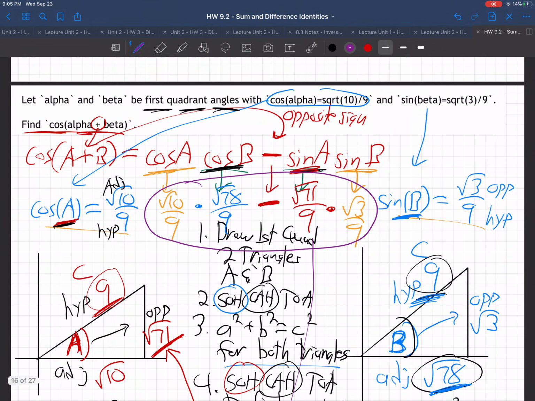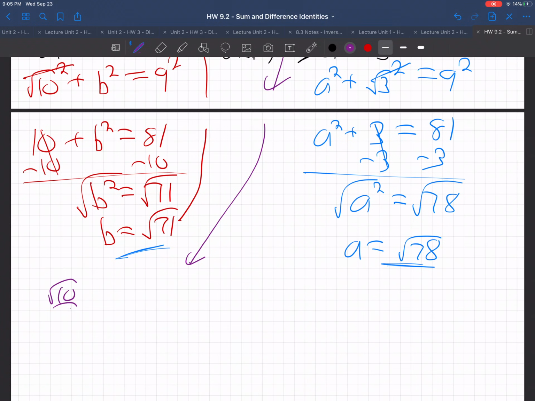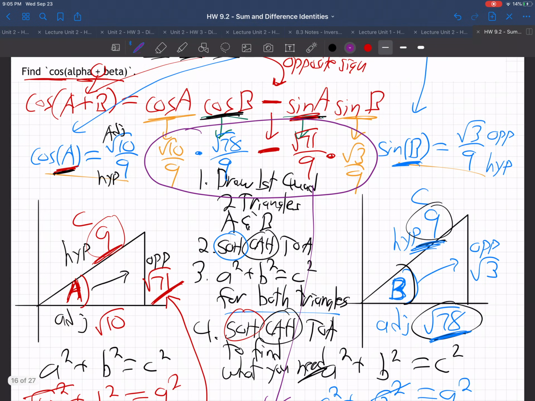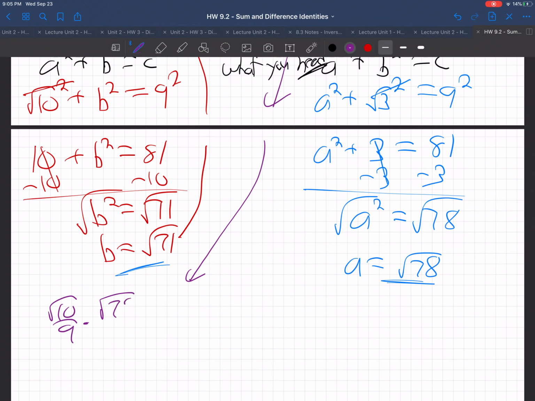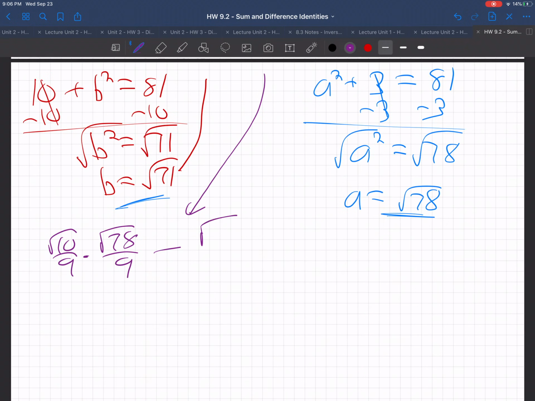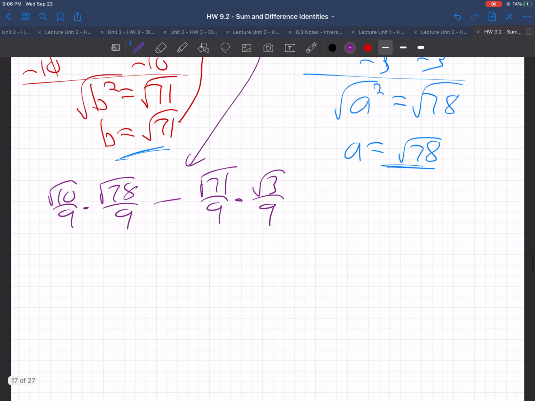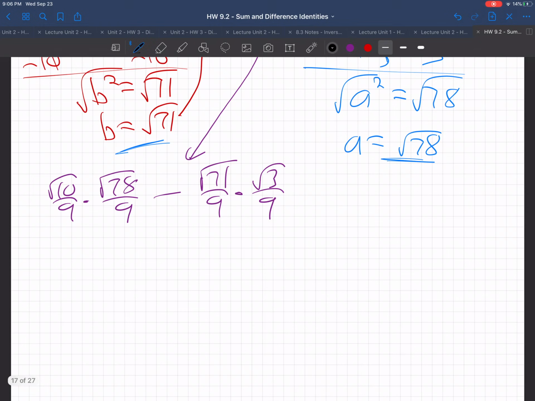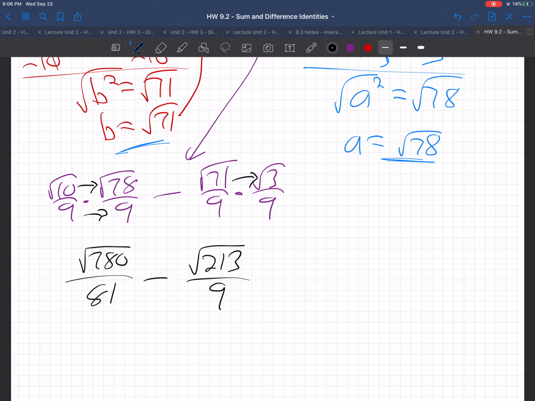What was it? Root 10 over 9 times root 78 over 9 minus root 71 over 9 times, is it root 3 over 9? Was it that last one? Yeah. Okay, let's do it. How do you do this? Well, you just go straight and straight. So that's going to be the root of 780 over 81 minus straight, 3 times 71, 213 over, not 9, 81. Right, we good there?